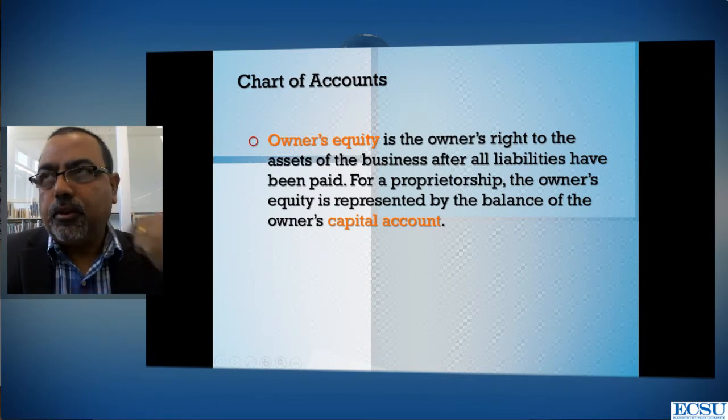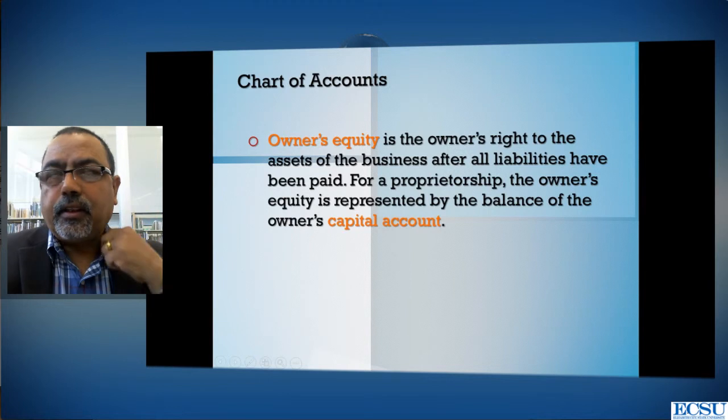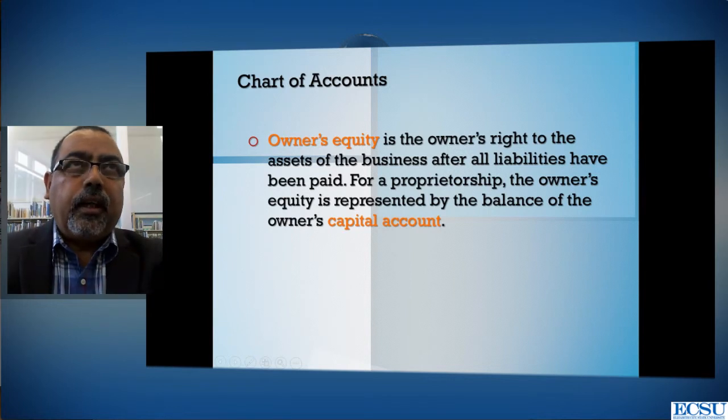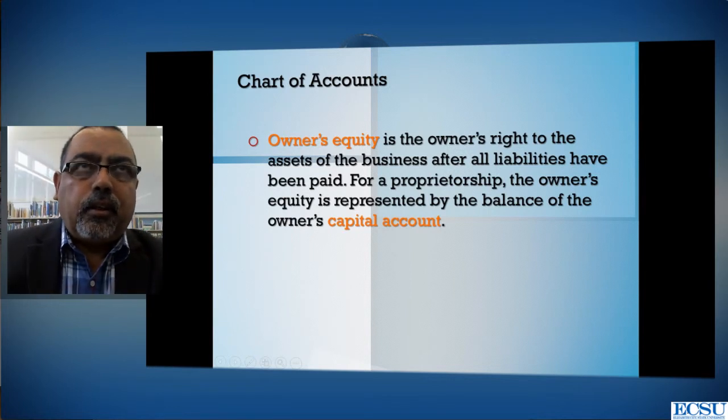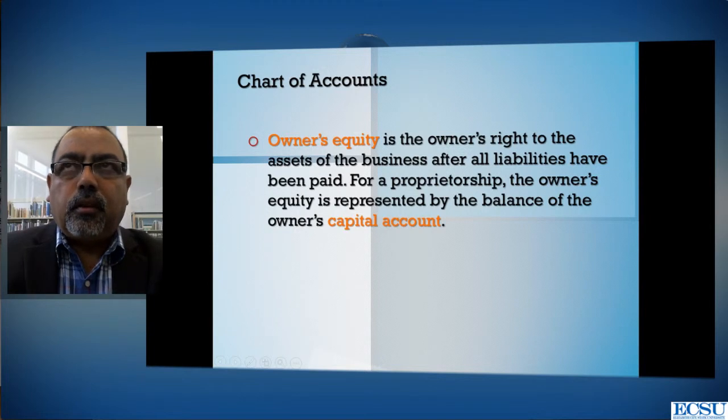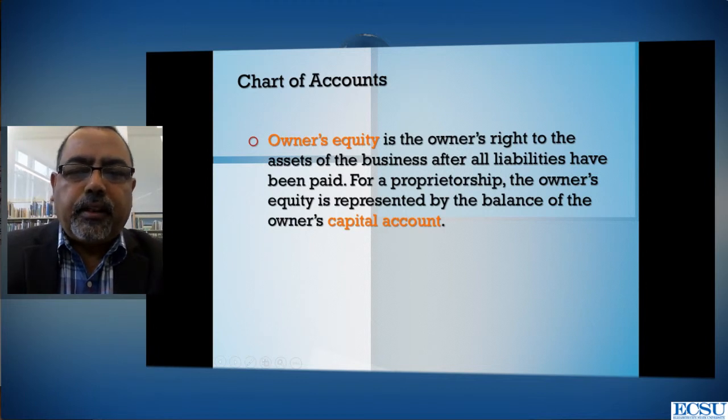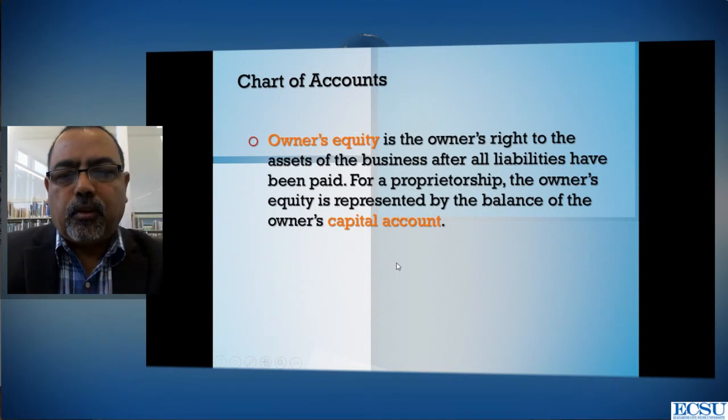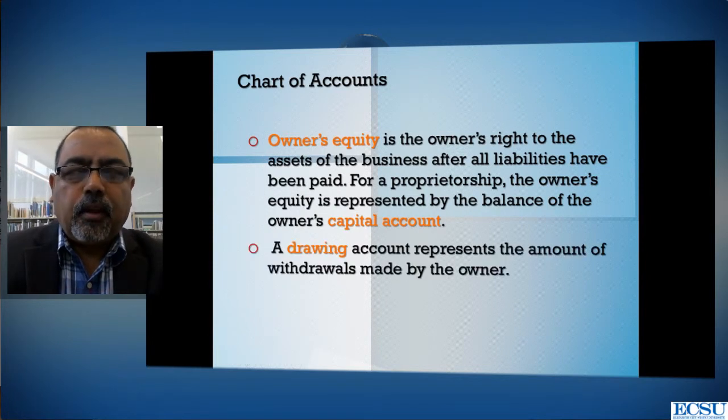So in other words, you've got to understand, if you have, let's say, assets of 100,000 and the business has to pay 20,000, the remaining 80,000 belongs to the owner. But supposing it is the other way around, assets are 100,000 and the payments to be made are 80,000, so the owner's equity will be only 20,000. For a proprietorship, the owner's equity is represented by a capital account, so we call it owner's capital account, and we open a drawings account which represents the amount of withdrawals made by the owner.